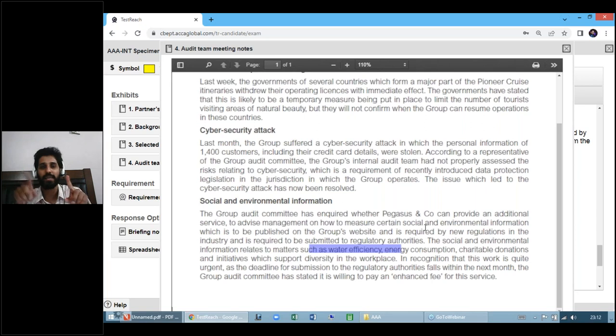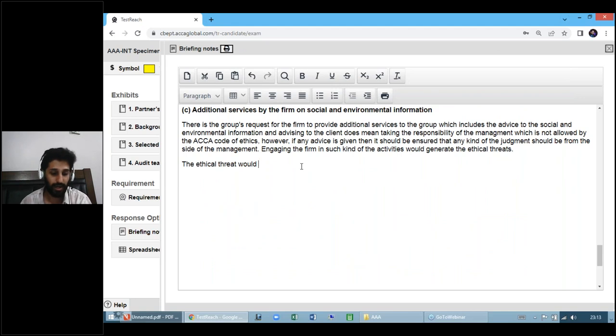Remember ISA 720? Yes, ISA 720 is about other information, in which the auditor is asked to read the other information. The auditor would be reading the other information that was already advised by the auditor, so it would be a self-review threat from two different perspectives, right? So I will be writing this in this briefing note. The ethical threat would be the self-review threat.